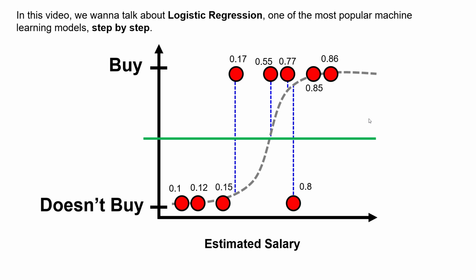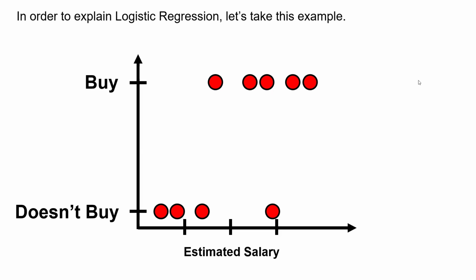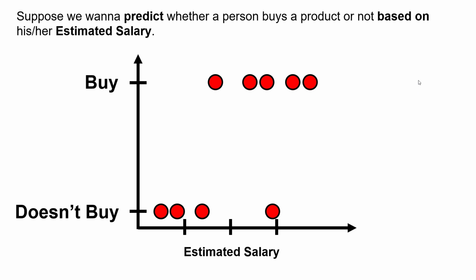In this video, we want to talk about logistic regression, one of the most popular machine learning models, step by step. In order to explain logistic regression, let's take this example. Suppose you want to predict whether a person buys a product or not based on his or her estimated salary.